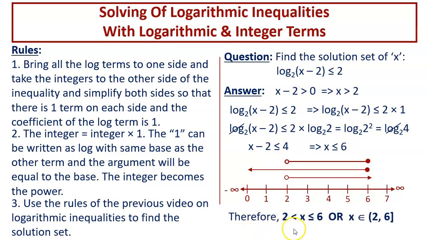So we write the answer as x is greater than 2, but less than or equal to 6. Or in set notation form, you can write x belongs to (2, 6], where the parenthesis indicates that 2 cannot be included, but the square bracket means that 6 will be included in the solution set. So this is our answer for this question: find the solution set of x, log of x minus 2 to the base 2 is less than or equal to 2.